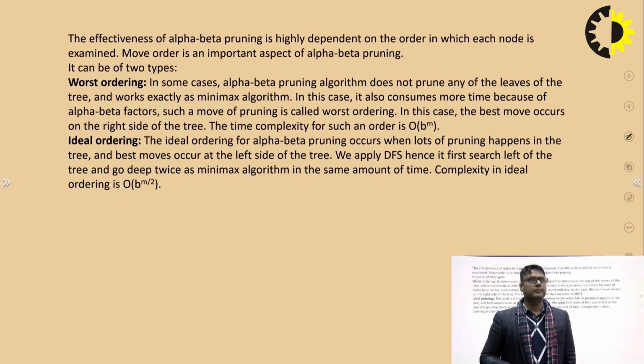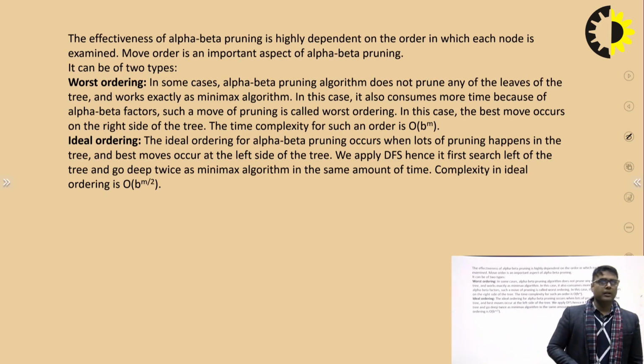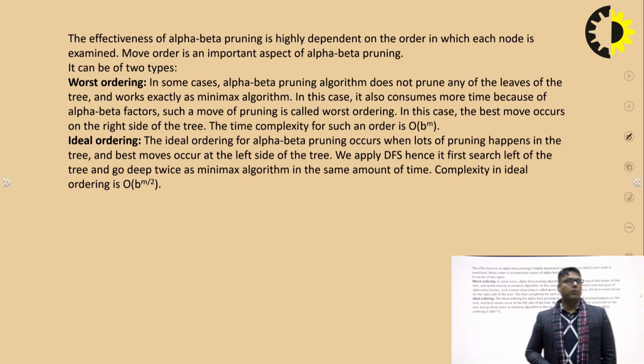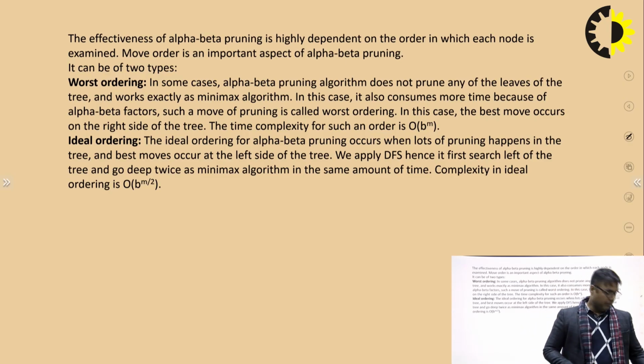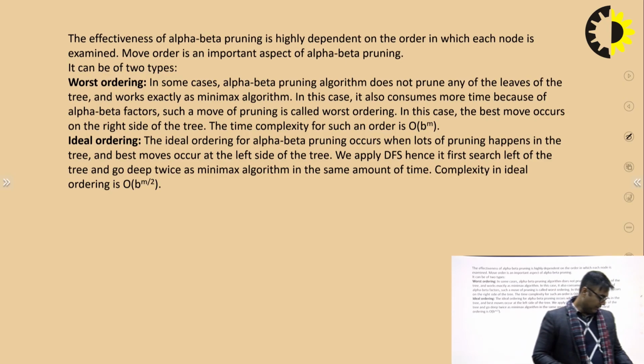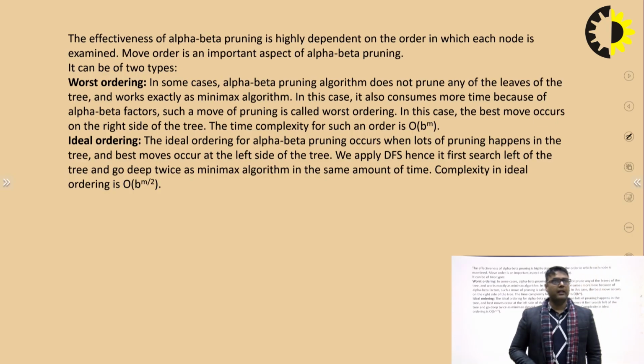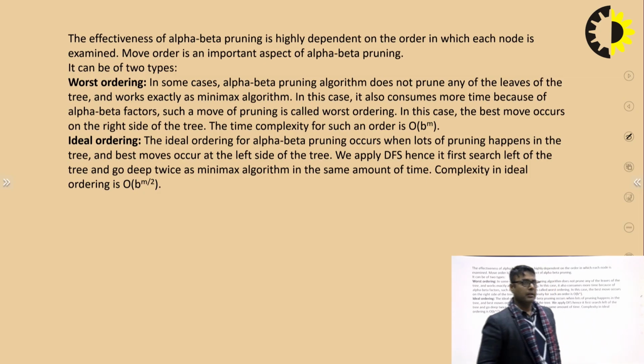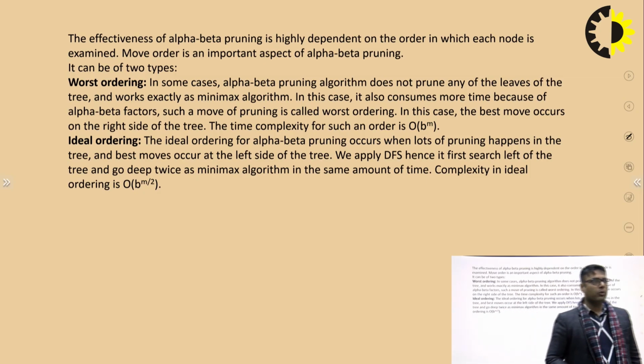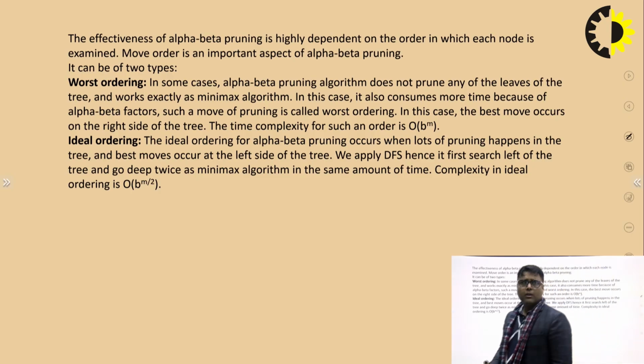So, next, the effectiveness of alpha beta pruning is highly dependent on the order in which each node is examined. Move order is an important aspect of alpha beta pruning. It can be of two types: worst ordering and ideal ordering. What is the worst ordering and ideal ordering?